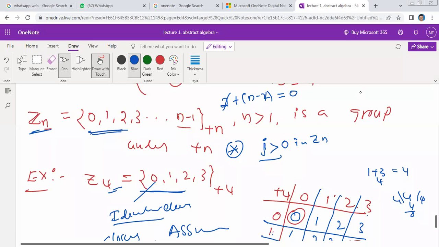n came. If you divide n by n, what is the remainder? It is 0. Therefore by default, if you take any number j greater than 0 in Zn, whose inverse is what? n minus j. If you take any element, this same rule applies.